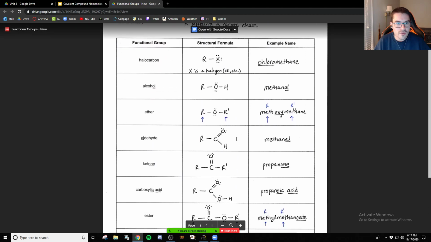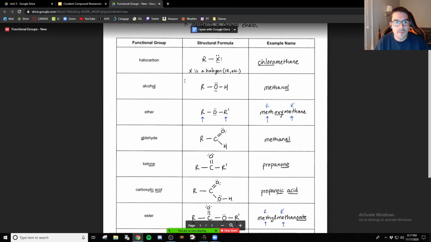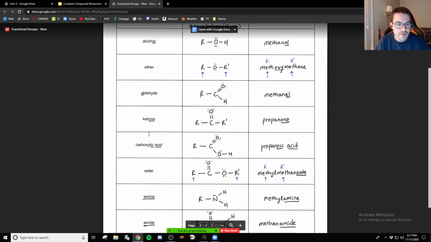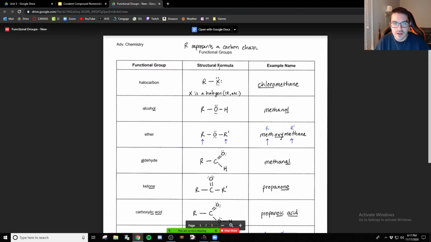Okay, so these are all the different functional groups that I'm going to expect you to be able to work with. We've got halocarbons, alcohols, ethers, aldehydes, ketones, carboxylic acids, esters, amines, and amides. What I've got here are their structural formulas, so the arrangement of the atoms in that functional group, along with an example name. And I'm going to do 3, maybe 4 examples here in this video of how to draw a structure that has a functional group in it.